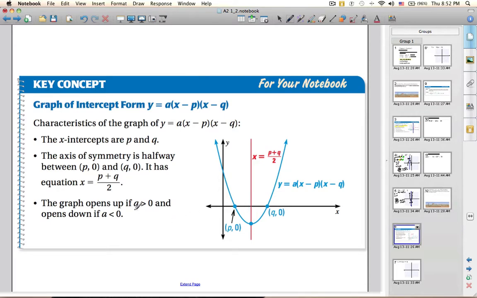And as with all the others, if the leading coefficient is positive, it opens up. If the leading coefficient is negative, it opens down. So in this case, I'll plot my x-intercepts. I'll find the x-coordinate that's halfway between them. That will be the x-coordinate of the vertex. I'll plug it in to get the y-coordinate of the vertex, and then I'll just need one other point on either side.